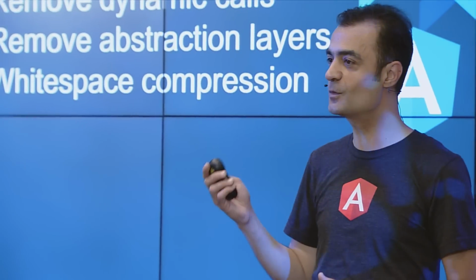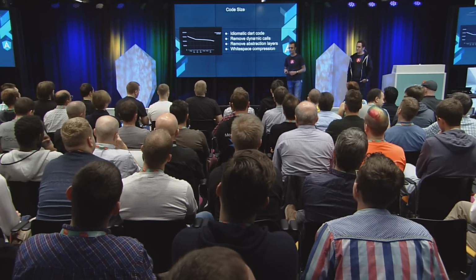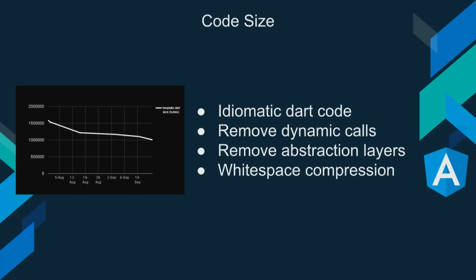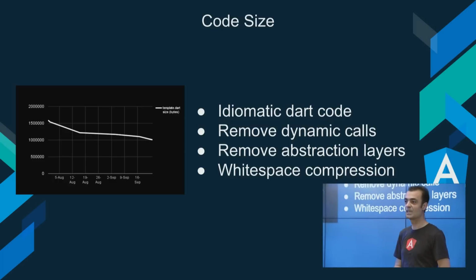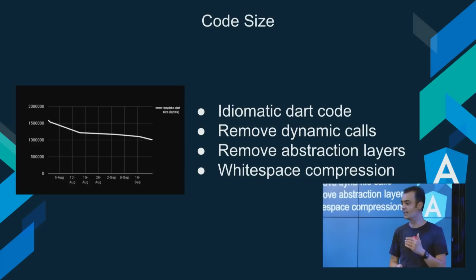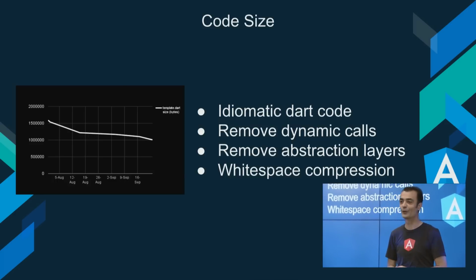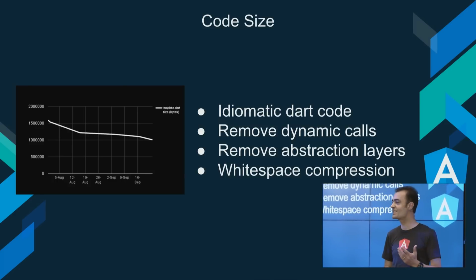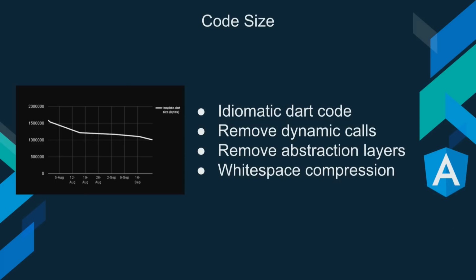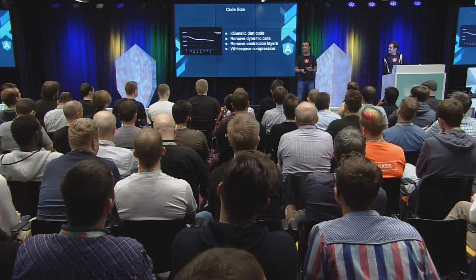So how did we do it? How did we drop 40%? Well, first of all, as you know, Angular Dart is a separate repo now from the TypeScript version. So we started using idiomatic Dart code when we generate this compiled code. So one of the examples is, we removed this dot from all of the code generation, and that gave us 8%.